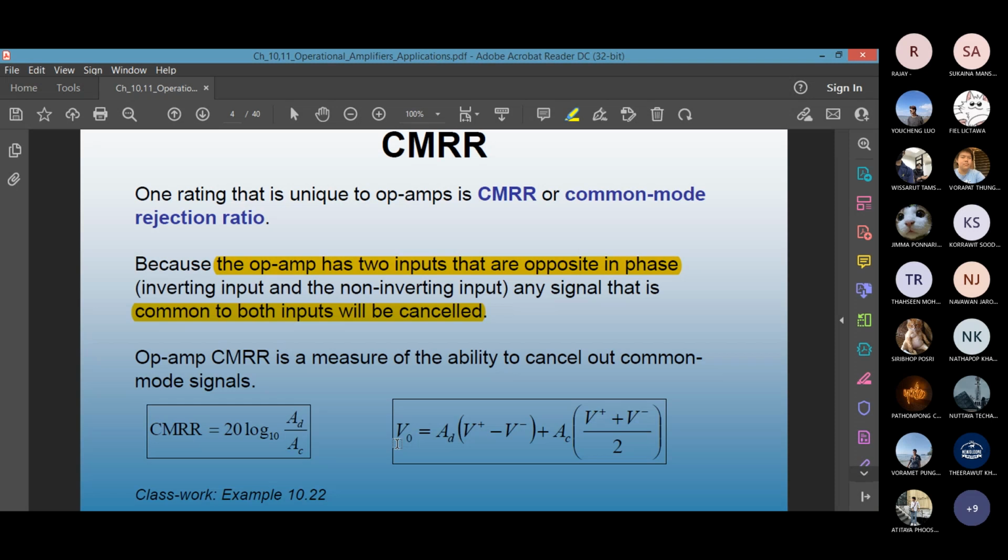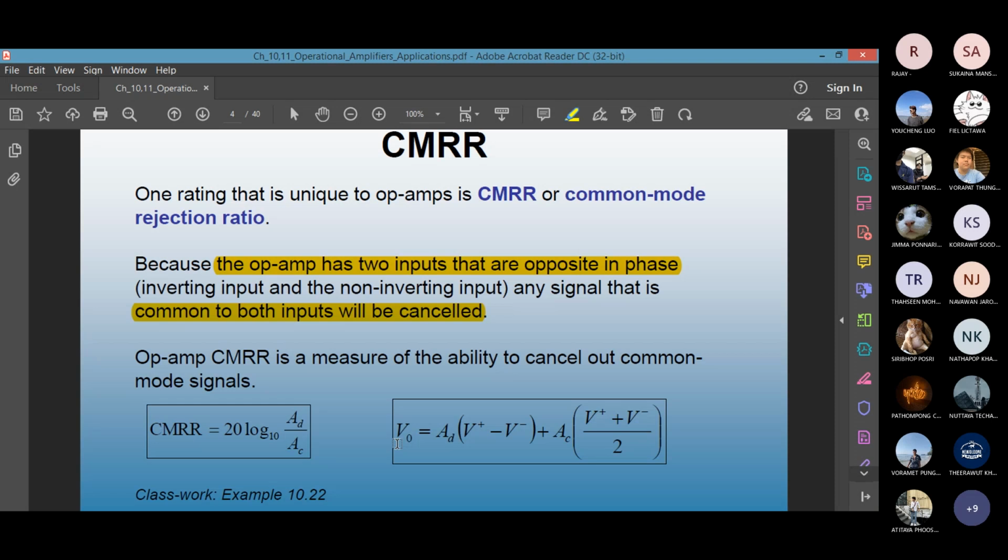Any gain that is happening in differential mode, we call it AD. It is a ratio of two voltages, same signal, so no unit. AC is the gain happening in common mode. If you take 20 log base 10 and then multiply by the ratio AD over AC, you will get a number. This number has a unit, decibels. You have to use decibels. If you do not use 20 log base 10 and you just take the ratio of AD over AC, then it's just a ratio, no units. But the moment you use 20 log, you have to give the answer in decibel units.